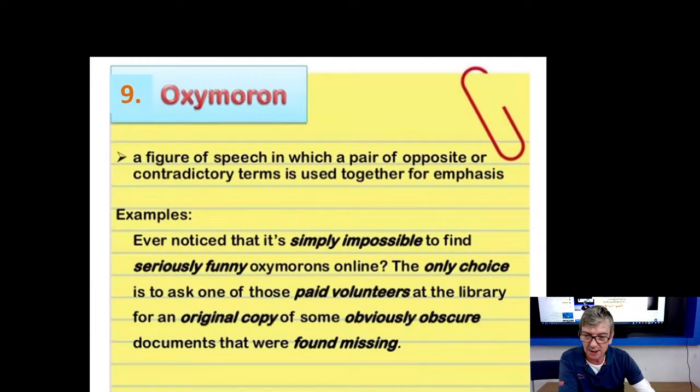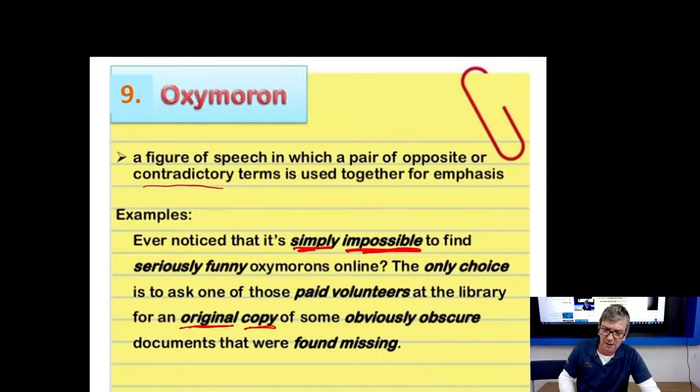Okay, number 9 is oxymoron. So this is when you have seemingly different words or opposite words together. So this is what is meant by contradictory terms. So simple, simply, impossible. This one, original copy. So they kind of don't make sense together, right? A copy of an original becomes original copy.